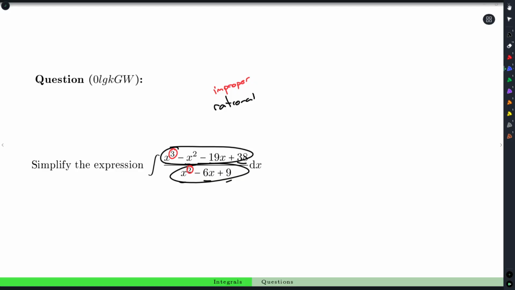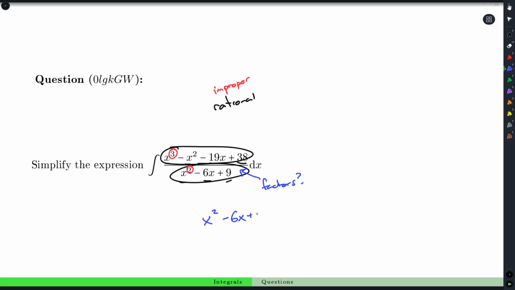The second thought, the one you're always going to have, is what are the factors of the denominator? Sometimes you get lucky and somebody's already factored it for you. We already recognize almost immediately that this is an improper rational, which means we're going to have to rewrite it using polynomial long division. But while we're here, let's factor this.